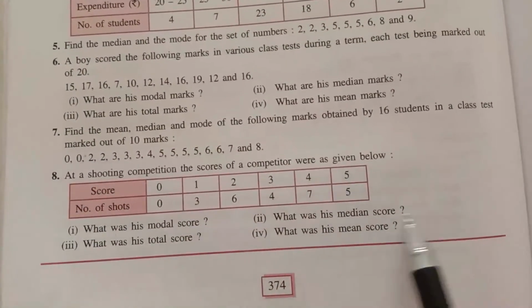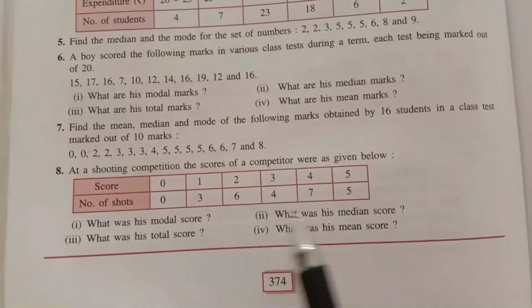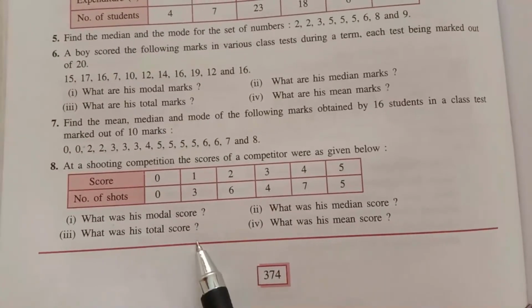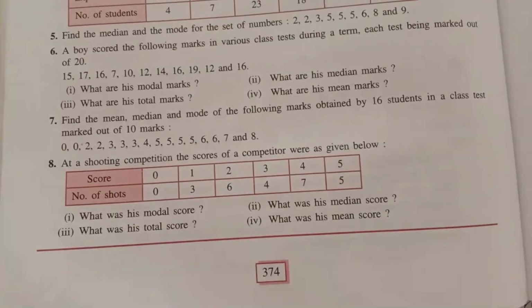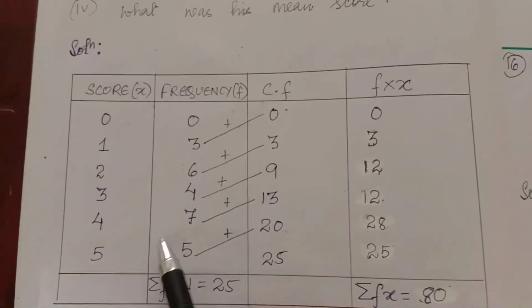Okay, so here in this question you have to find the modal score, the median score, the total score, and his mean score. So we have to make three columns.